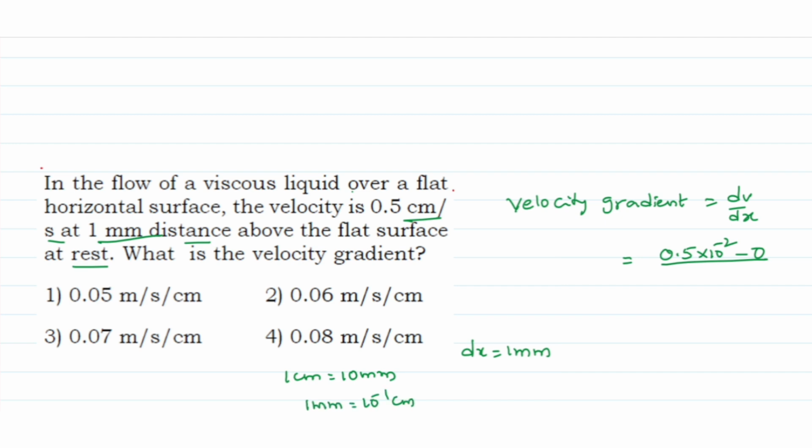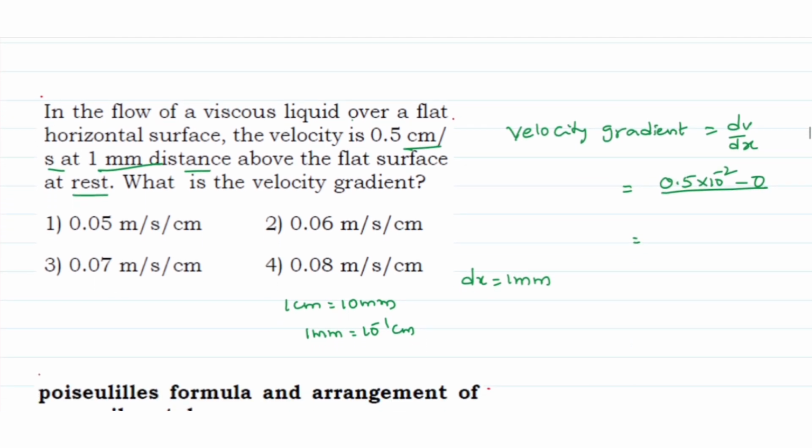So here the dx value you can take as 10 power minus 1 centimeter. So 0.5 by 0.1 you can take as 5. So you can write it as 5 into 10 power minus 2. So you can write it as 0.05 meter per second, which is the velocity unit.